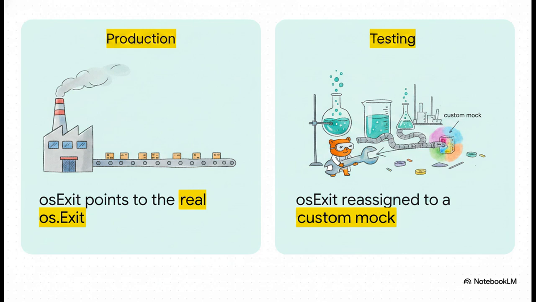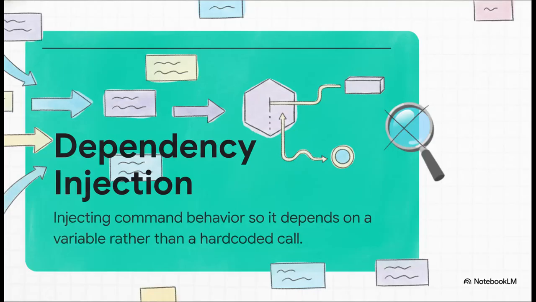During normal runtime production, osExit points to the real os.Exit. It behaves exactly as you'd expect. But during runtime testing, we suddenly have the power to step in and reassign osExit to our very own custom mock implementation. So what does this all mean from a software design perspective?